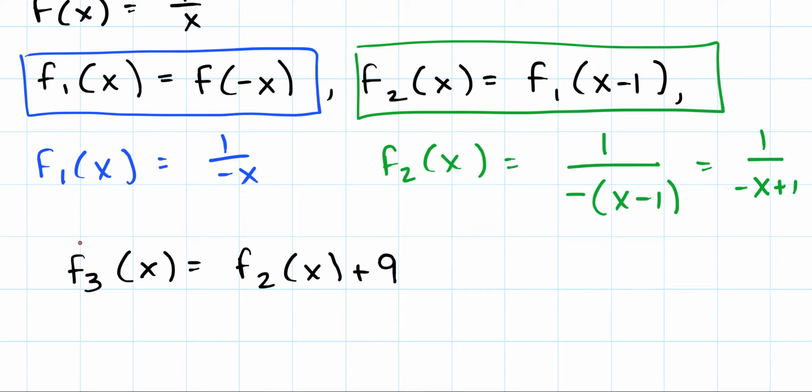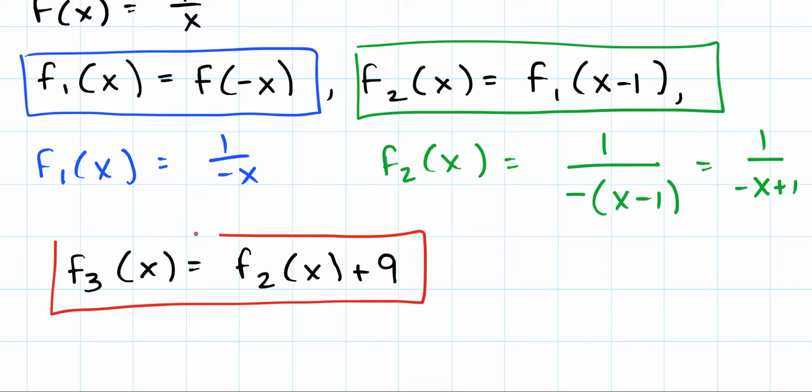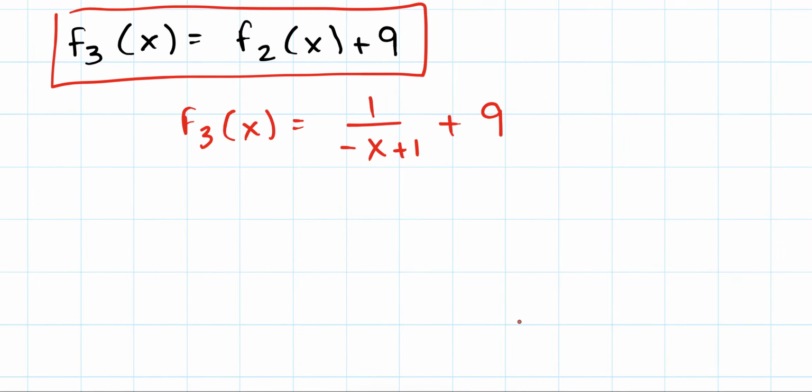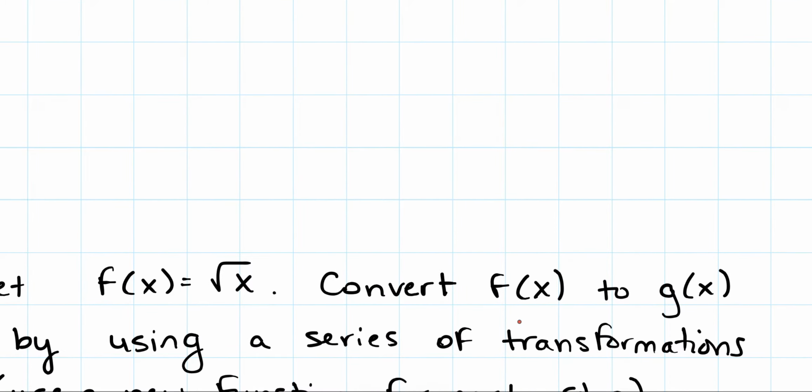And then for the last piece, f3, this says take f2, which is right here, and add 9 to it. So f3 of x is 1 over negative x plus 1 plus 9 on the outside because that's the function here, and then I just add 9 to it. Let's move on.